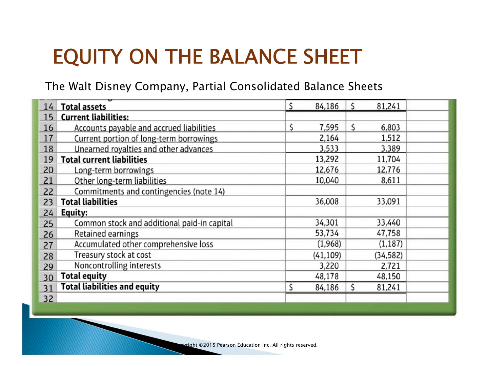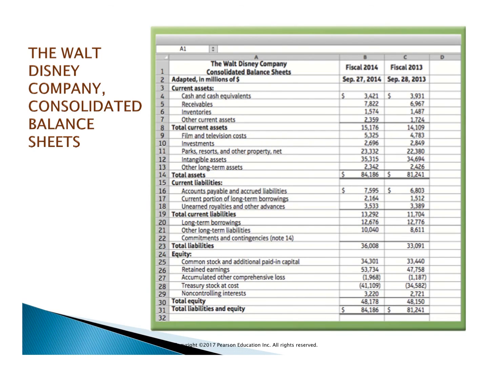And finally, here's the last section of Disney's consolidated balance sheets. Here we see the equity section with all its components: common stock, retained earnings, accumulated other comprehensive loss, which we will not cover in this class, treasury stock, and the minority interest, which we will also not cover in this class. Once equity has been summed, it is added to total liabilities. Here's our look at the entire Disney consolidated balance sheets. As with all balance sheets, total assets must equal total liabilities and total equity.